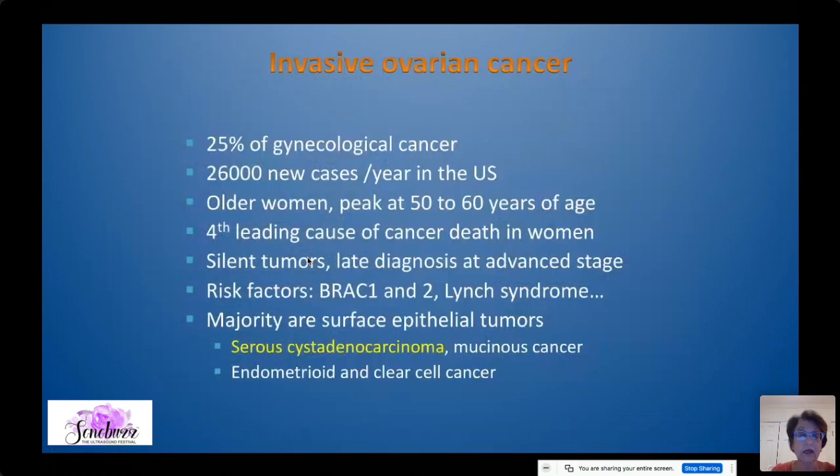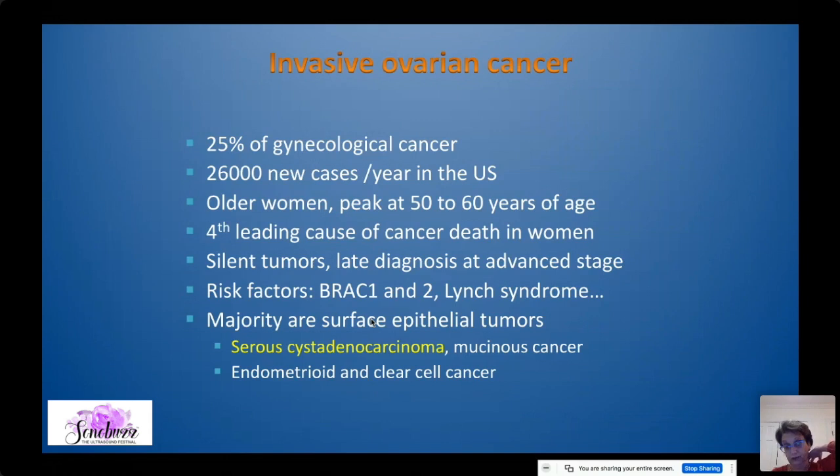And so what we're trying to detect, of course, is invasive ovarian cancer, which represents about 25% of gynecological cancers, usually affects older women, peaking at 50 to 60 years of age. And it's really the fourth leading cause of cancer death in women, because unfortunately, most of the time, these are silent tumors that are diagnosed late. And we already talked about risk factors, the BRCA1 and 2 genes and Lynch syndrome.